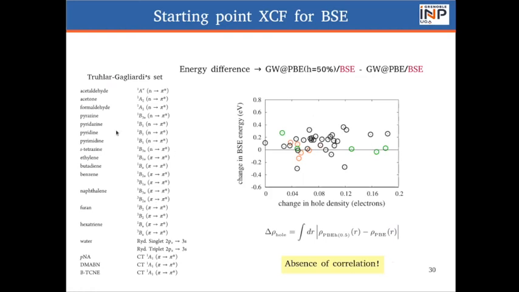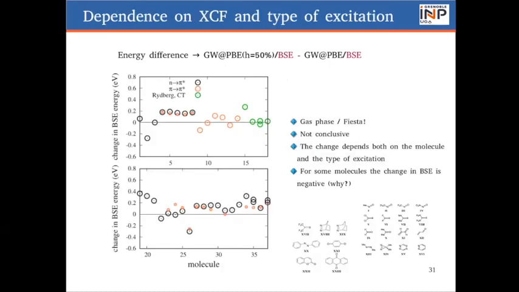So we extend our analysis to the Laurent-Gagliati set here, and I'm reporting the change in BSE computed using a starting point of PBE 50% minus the starting point PBE, plotted against the change in the hole density. What we see in fact is that there is no correlation at all. So we went back and said, okay, maybe if we extend our sample of molecules, we don't find such a difference between the n-pi-star and pi-pi-star excitations. And this is what we did.